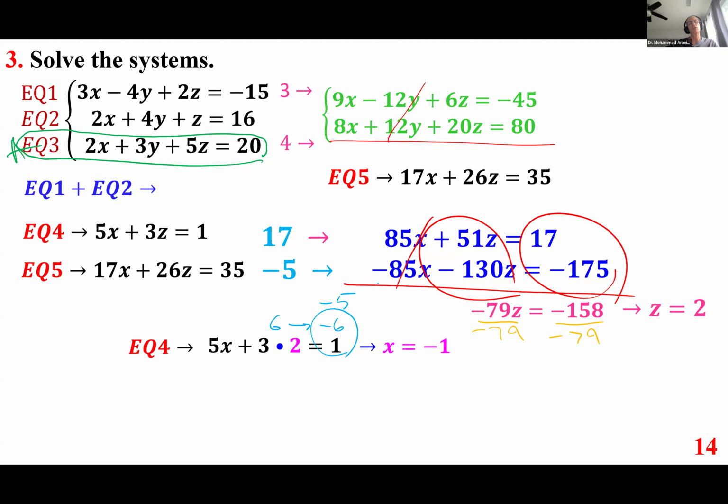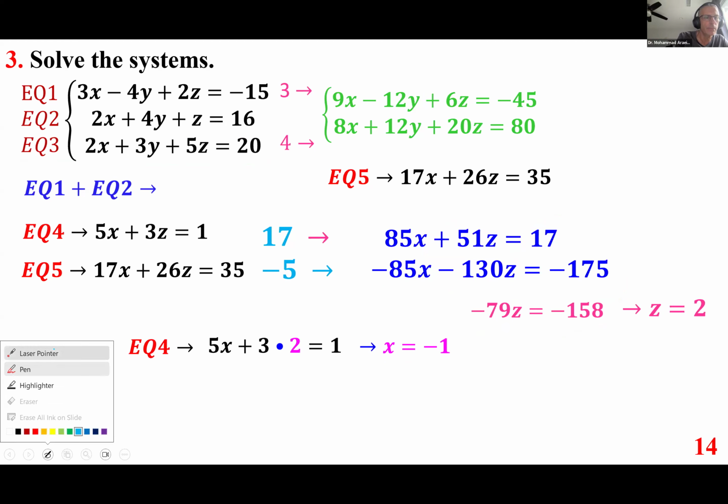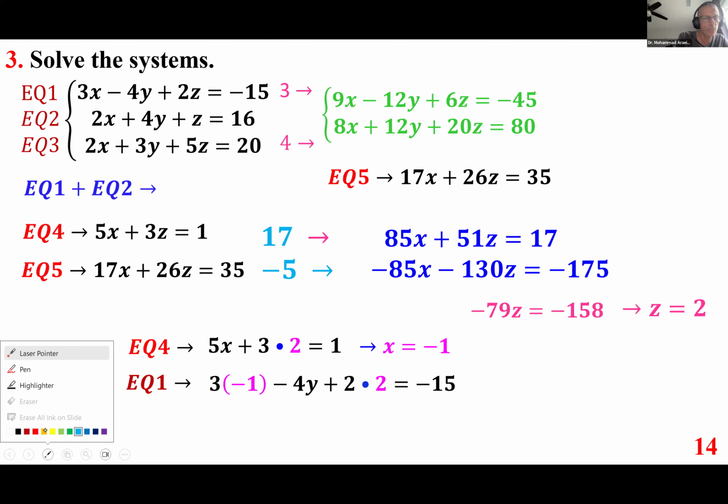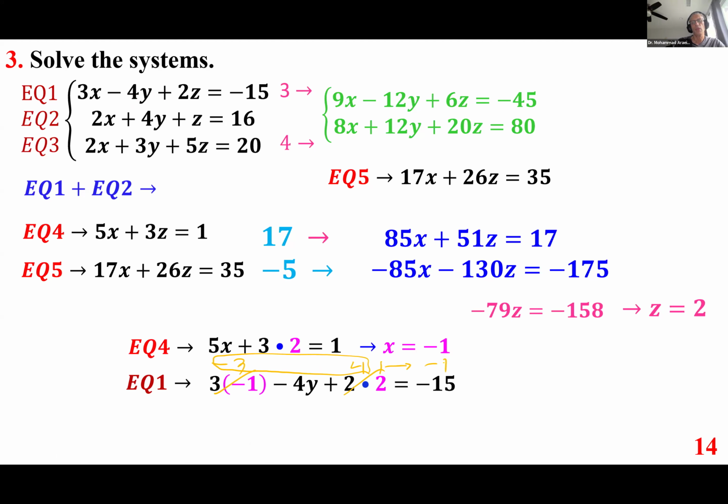So x is negative 1. Now we're going to go back to one of the original equations that have 3 variables. For example, equation number 1. And we find the last variable, namely y. So 3 times x, 3 times negative 1, minus 4y plus 2 times z, 2, equals negative 15. So they add up to 1. They move to the other side. So we have minus 4y equals minus 16. Divide and y becomes positive 4.